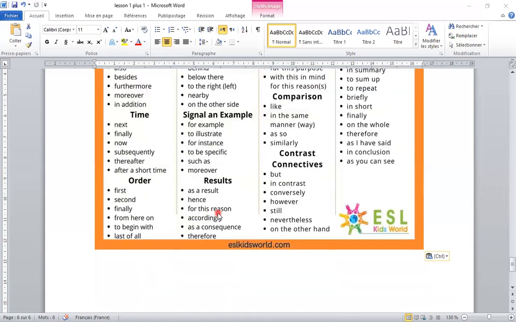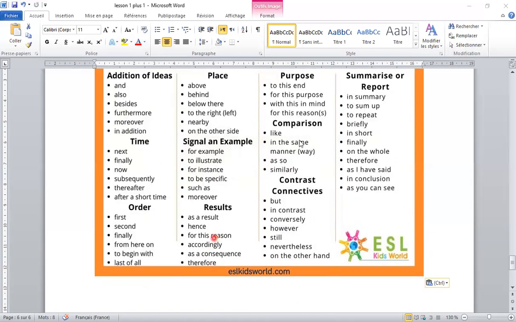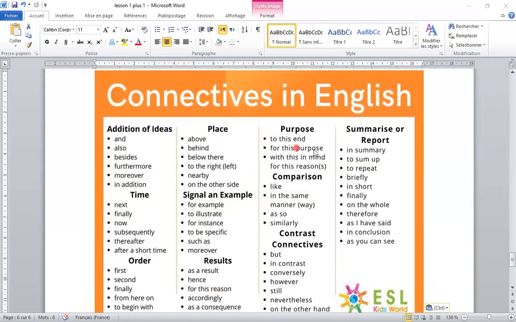But if there is a cause and a result, you say as a result, hence, for this reason, accordingly, as a consequence, therefore. And if there is a purpose, you say to this end, for this purpose, with this in mind, for this reason. And in case you would like to compare between two things, use connectives like similarly, in the same manner, in the same way, or as, so.